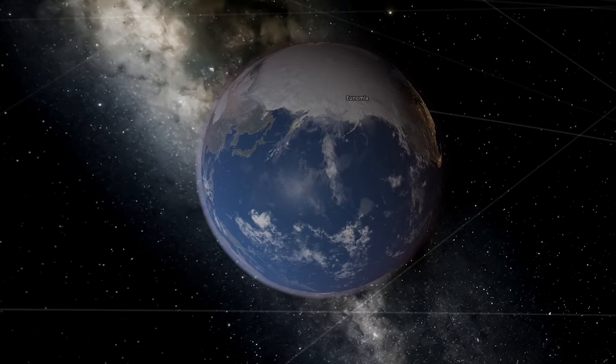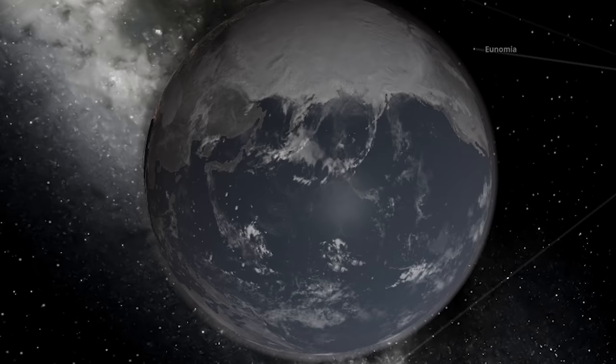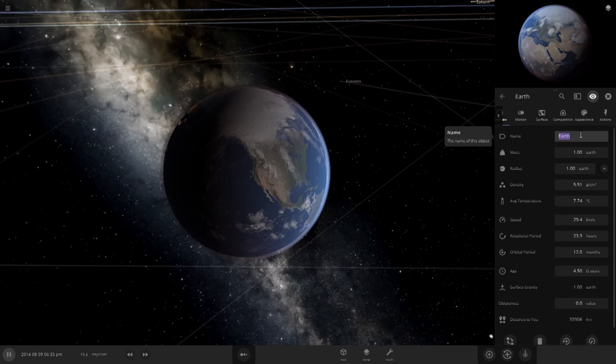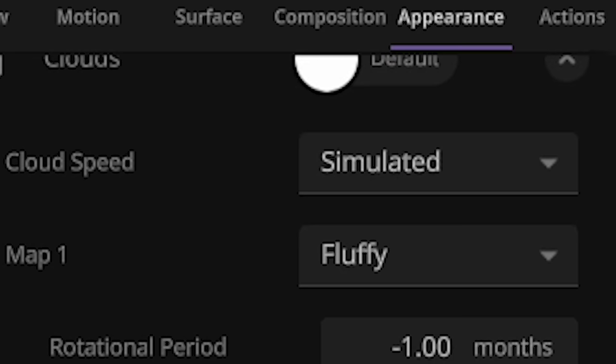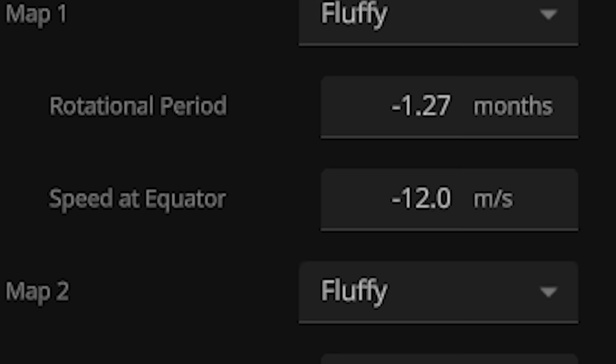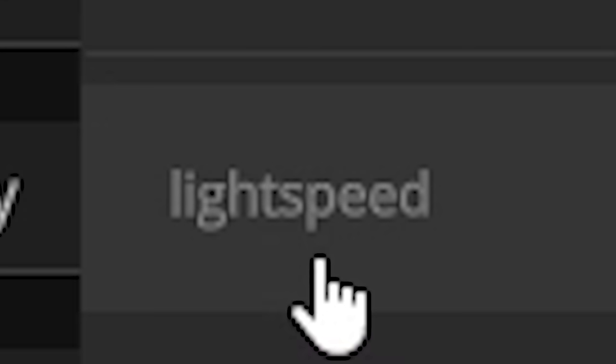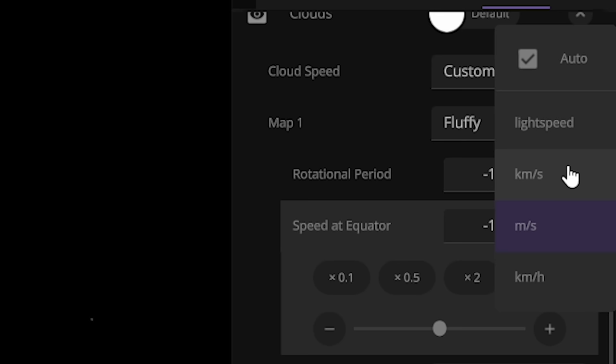Hey, new Earth. This Earth is like, what happened to the last Earth? That's not important. We're going to name this. There we go. Alrighty, first things first here, cloud speed simulated. Nope. Cloud speed, 12 meters a second. Oh, one of the increments of speed is light speed. What do you know? The developers must be watching. So instead of 12 meters a second, let's do 12 kilometers a second.